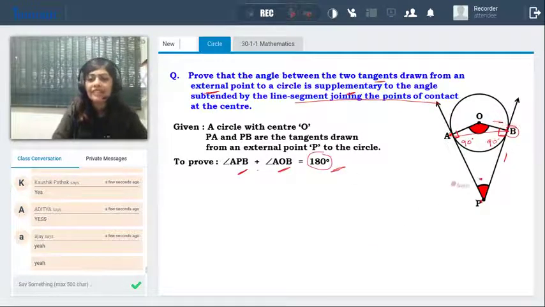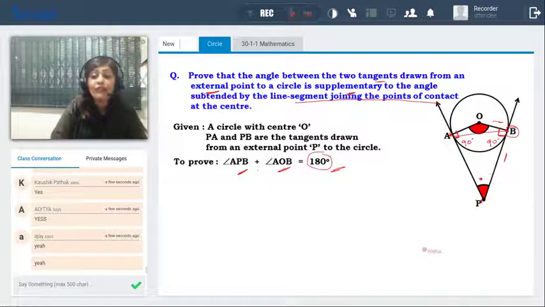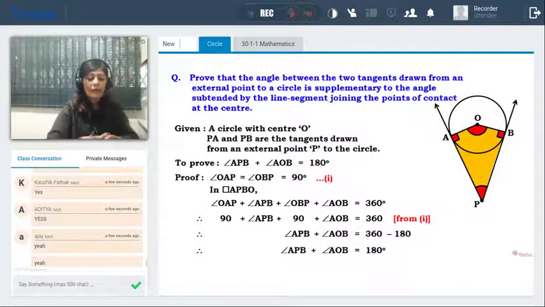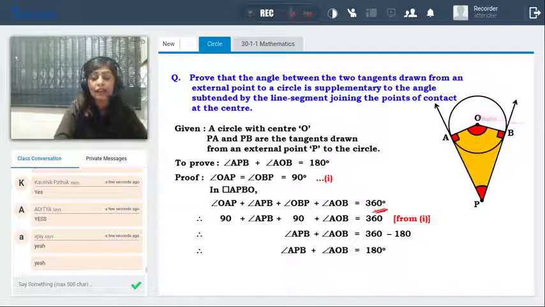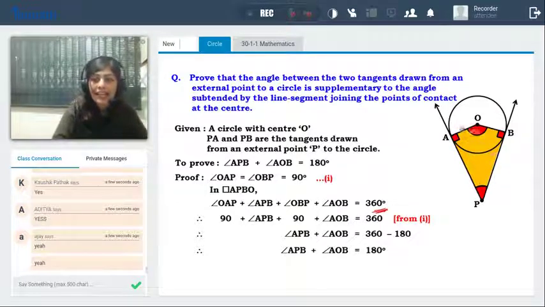Now students, pay attention. A is 90, B is 90, and O and P are the remaining two angles of our quadrilateral OAPB. So now all we are going to do is apply the angle sum property of quadrilaterals. So we have angle A plus angle P plus angle B plus angle O. Students, for convenience, I'm using a single letter for the angles. You will always mention the angle as a three-letter name. All right. So angle A plus P plus B plus O is 360.